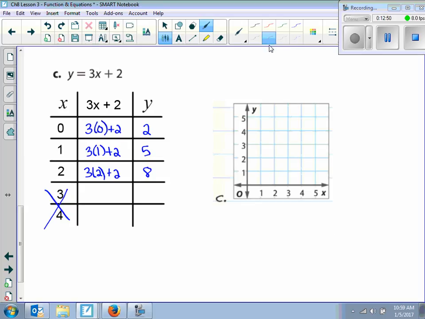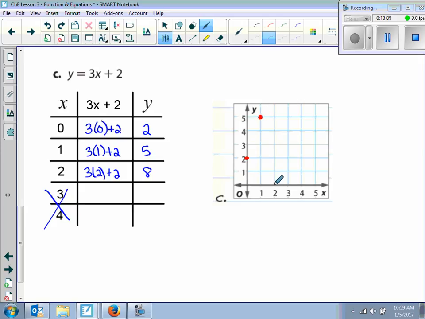What's our first ordered pair? 0, 2. 0, comma 2. Good. And what's our next ordered pair? 1, comma 5. Good. And our last ordered pair? 2, 8. 2, comma 8.